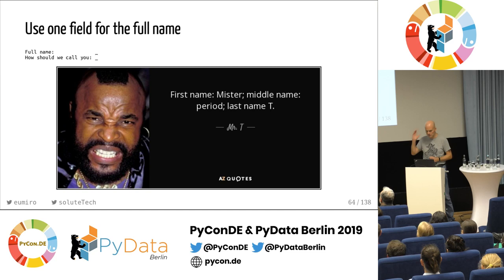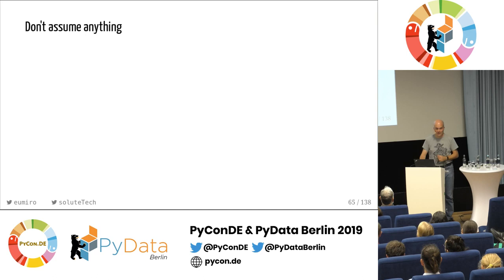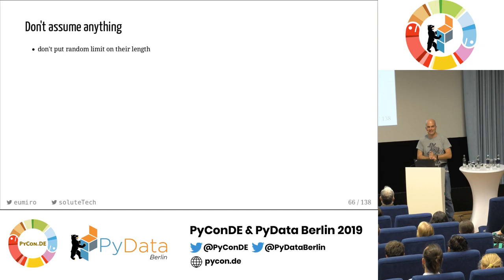Except Mr. T. He was asked, what is your first name? He said, first name is Mr., my middle name is period, and my last name is T. So when you do something with names, don't assume anything. Don't put random limits on their length.